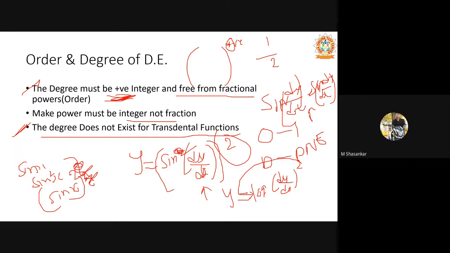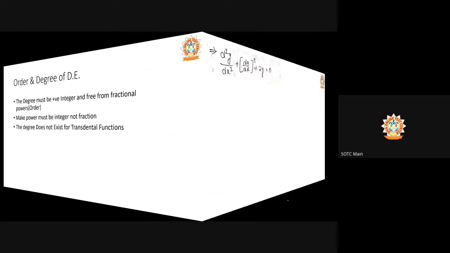Okay, sir. Yes. So now try to solve the problems, all the questions. Now we are going to start solving. Tell me the order and degree, right? So the question is, find the order and degree of the differential equation. So now tell me what is the order? What is the highest derivative present in the differential equation?